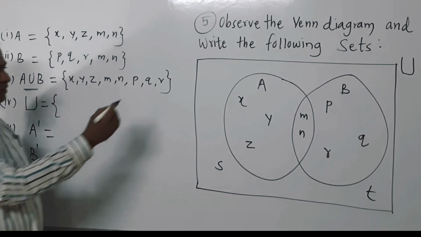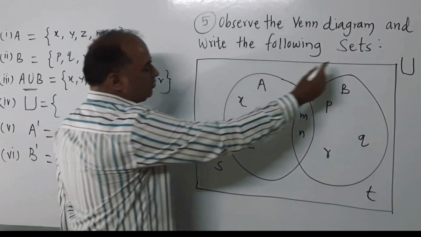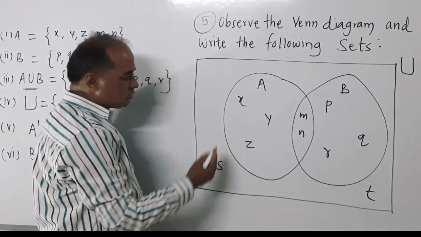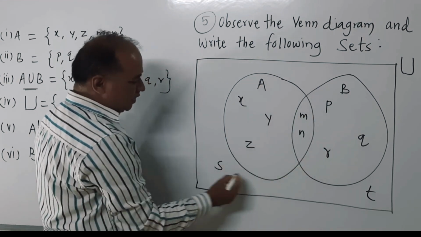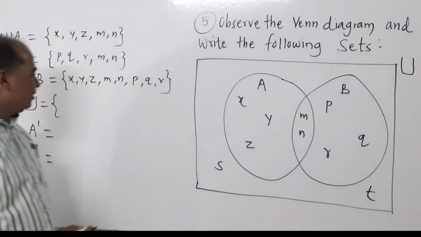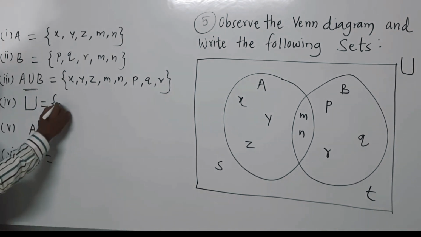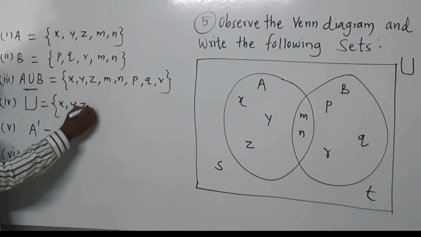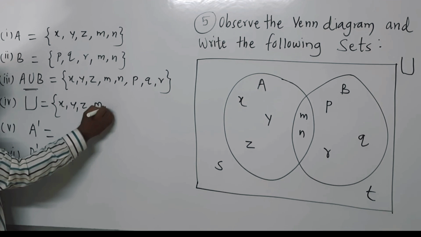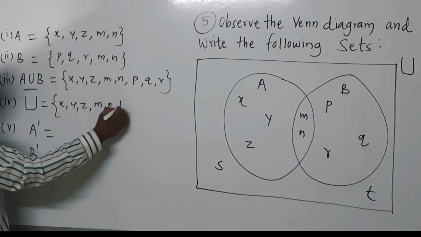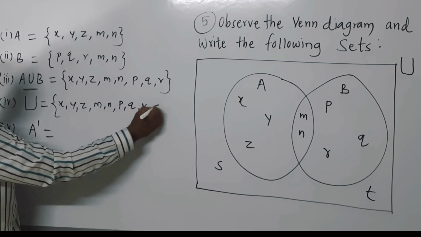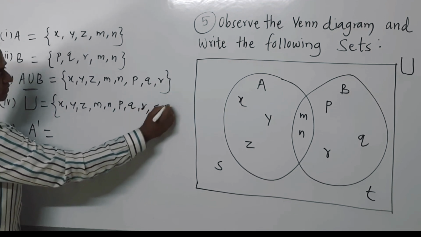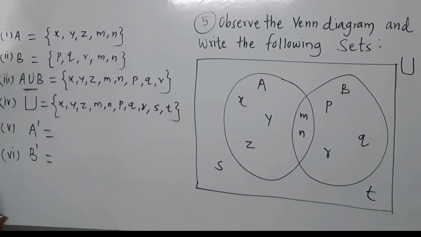Now the elements present in set U. The elements present in set U are all the elements present in this rectangular box: the elements of sets A and B, as well as S and T. So all elements, that is X, Y, Z, elements of A, then P, Q, R, elements of B, and the elements outside the sets A and B, that is S and T. All elements are present in U.